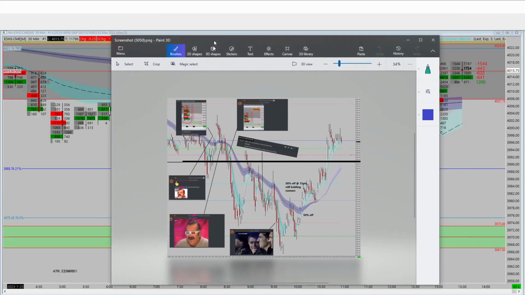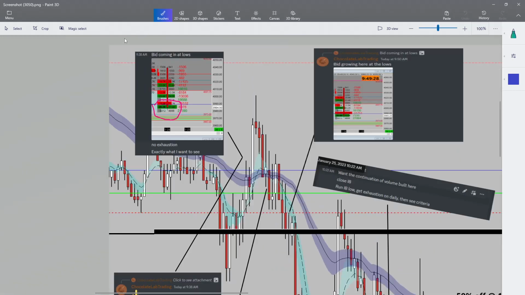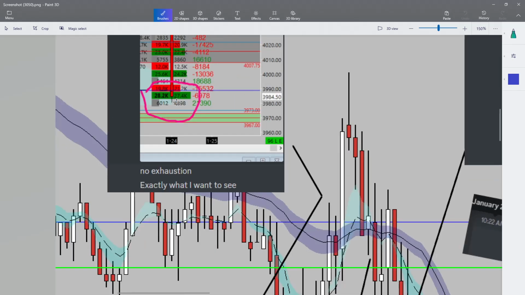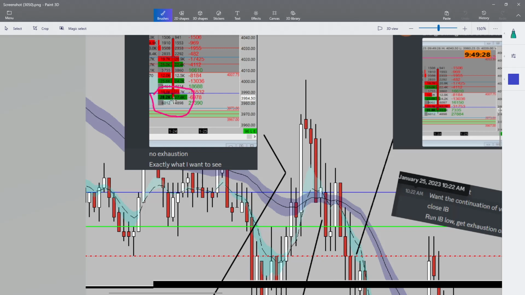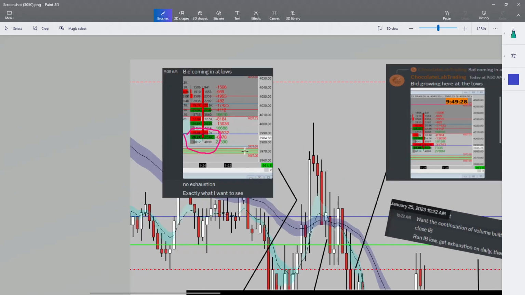Okay. So I have this. We could look at the live market commentary I was giving in the room. Here at 9:38, right after open, I said a bid coming in at the lows, but there's no exhaustion. We could see here almost 5,000 contracts being traded compared to the 27,000 contracts. That's not complete exhaustion. As you can see here, right above the zone, we have a bid right above the zone. That's what I want.